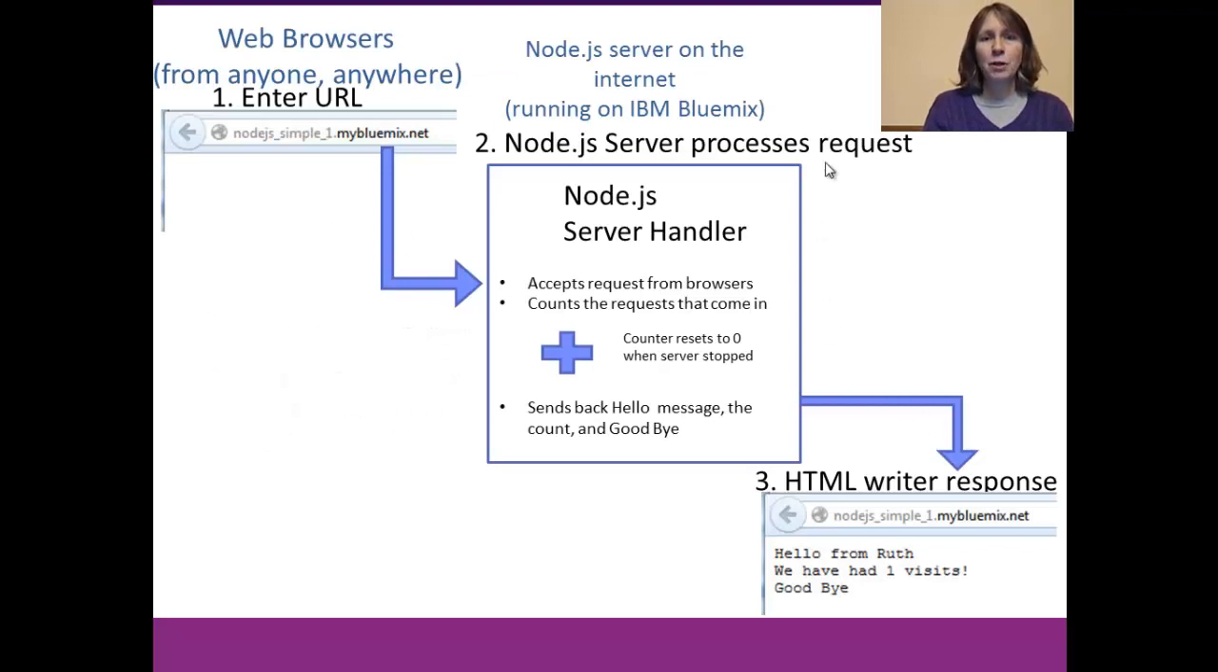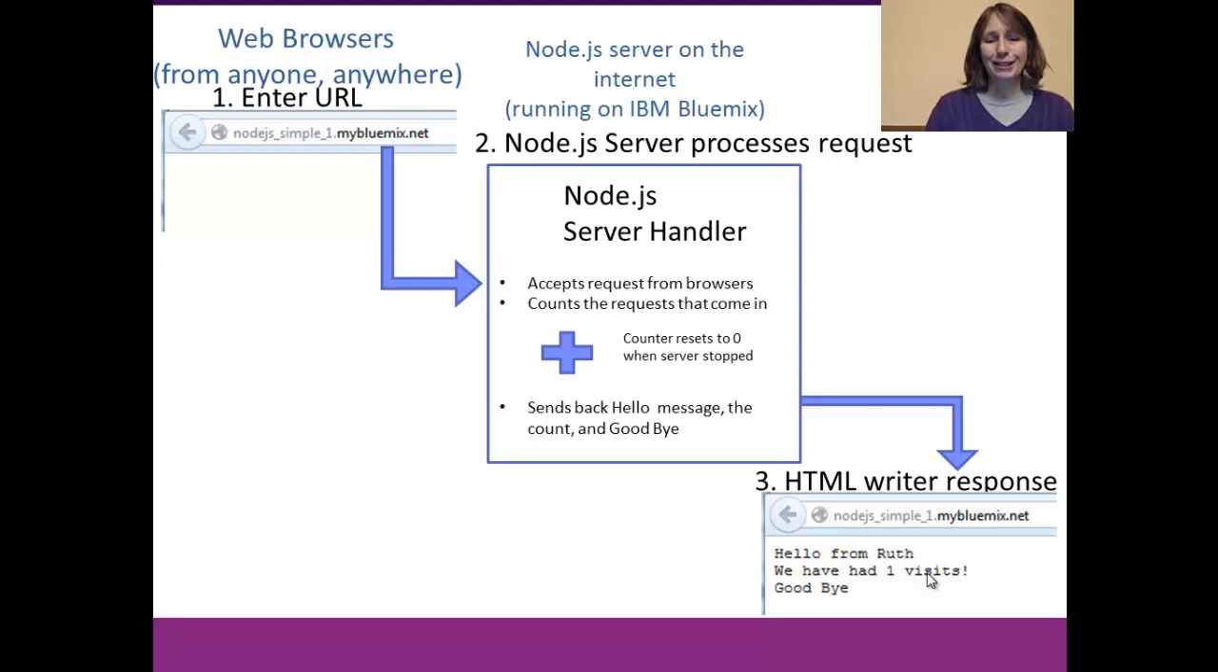So in this first example, what you'll be doing is bringing up a Node.js server on IBM Bluemix, and it's got a server handler so that it accepts requests from a browser. So you'll be using your browser, going to the URL that you deployed on, and your application will accept that. It's going to increment an internal counter, and it's also going to send back whatever text you ask it to send back. And that will be written back out into the browser.